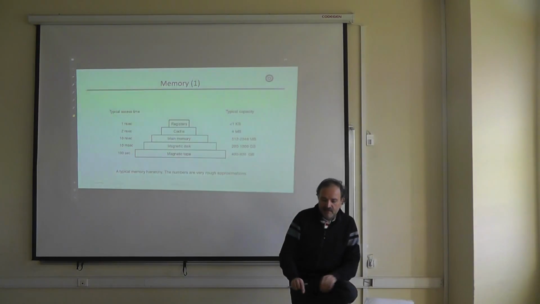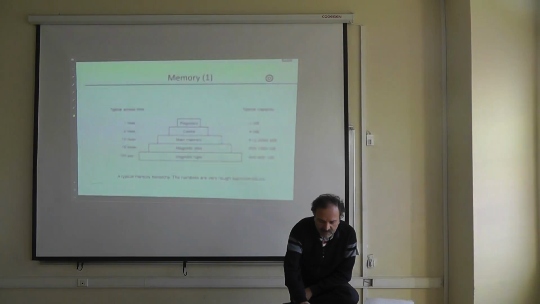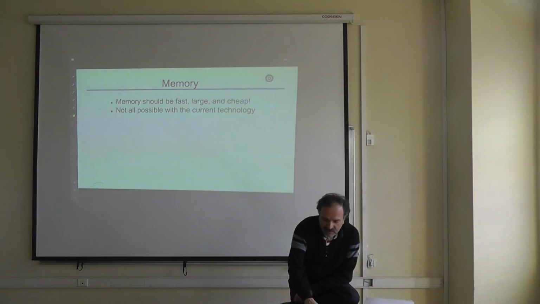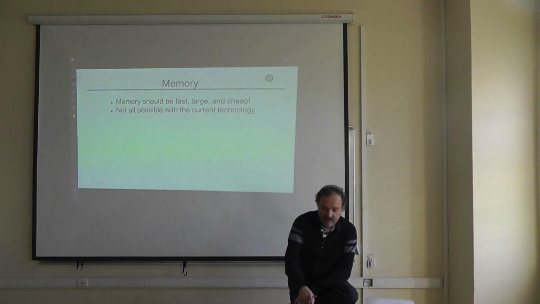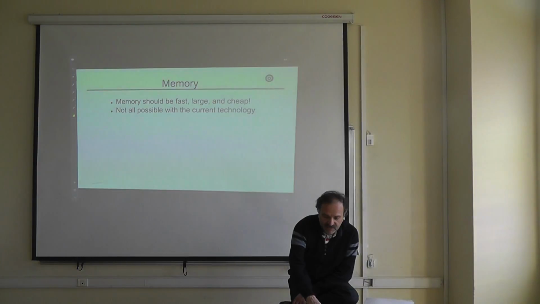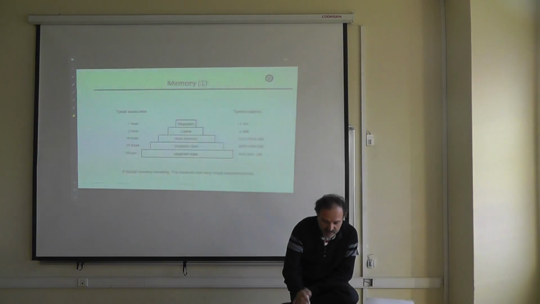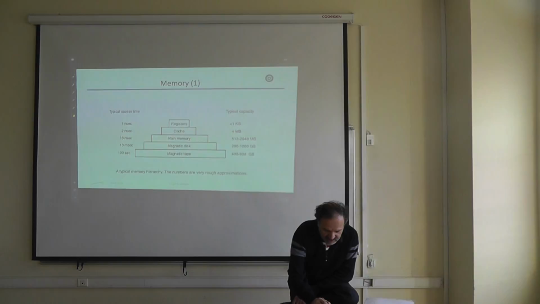Memory. When we said memory, we said we like our memory to be fast, large, and cheap, and we cannot have them that way all the time. If it is fast, it is not large. If it is large, it is not fast. If it is cheap, it is not fast. So usually this is faster if you go that way. This is faster if you go that way. This is fast. This is slow and large.